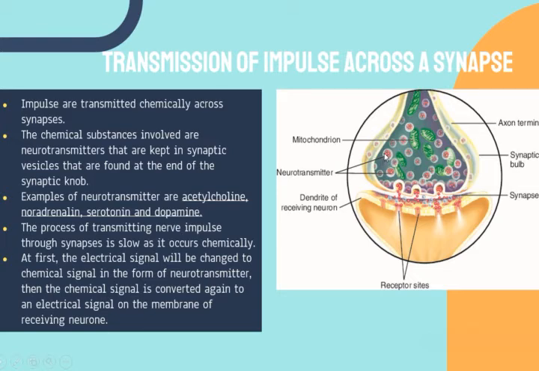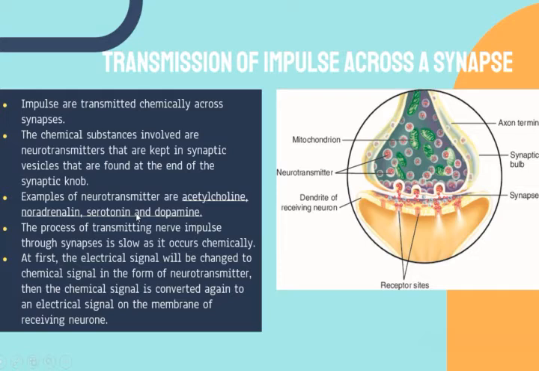Synaptic vesicle is found at the end of the synaptic knob. The examples of the neurotransmitter: there are a few types that you have to know. They are acetylcholine, noradrenaline, serotonin, and also dopamine. All of these are chemical substances, or neurotransmitters.